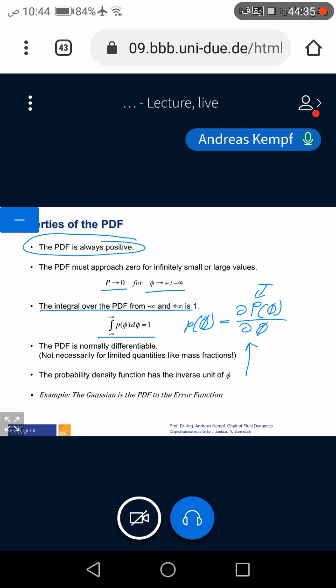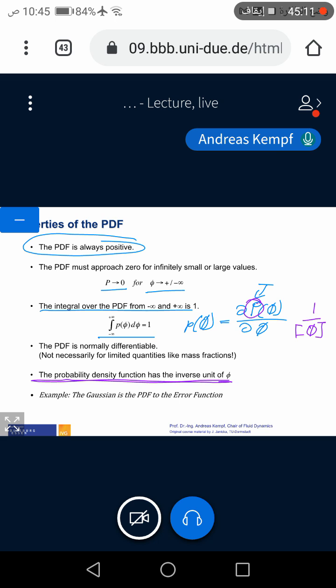One important thing for the PDF: the probability density has the inverse unit of phi. This is important to remember. So the probability density does have a unit. Only the cumulative density, uppercase P, is non-dimensional. But if you differentiate the non-dimensional quantity P with respect to phi, you end up with a unit, and the unit will be 1 over the unit of phi.